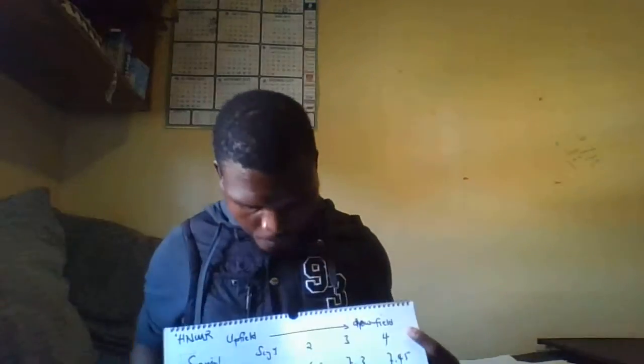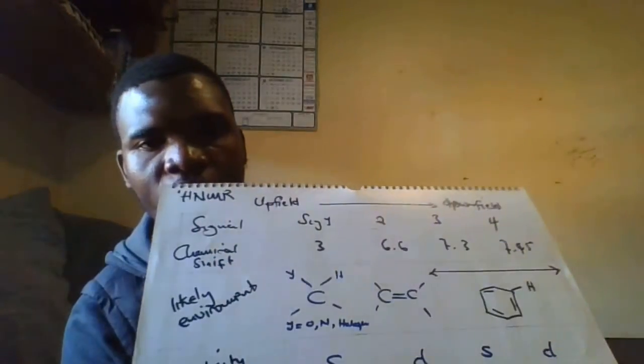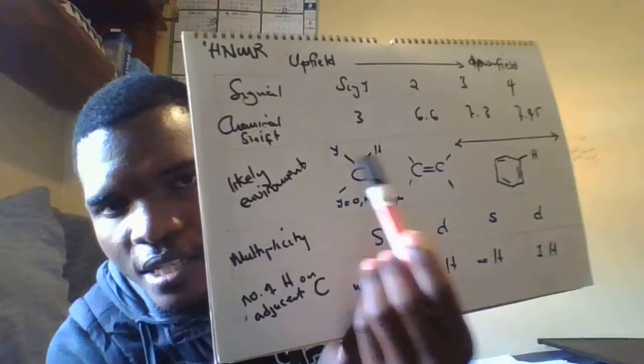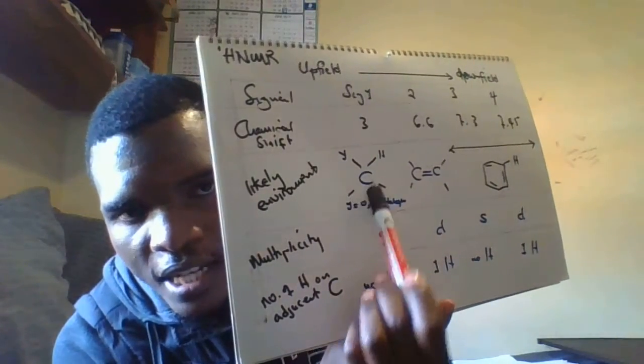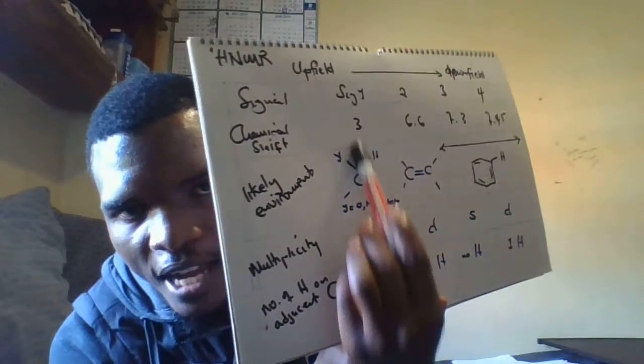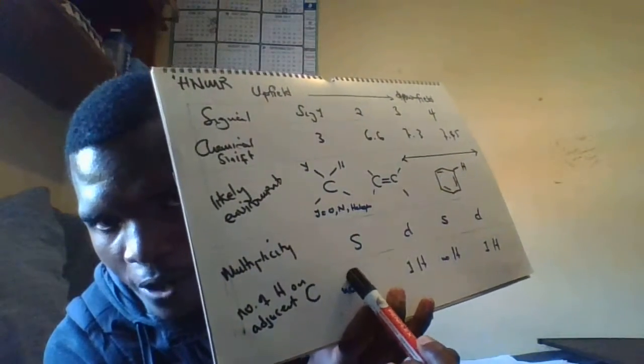Now coming to interpreting the information on those three peaks on the HNMR. We have that peak at about 3, which is a singlet. So it's this one, which falls within a carbon that is bonded to a nitrogen. This is the likely environment of that peak, and the peak is a singlet, which means there are no hydrogens on the neighboring carbon.